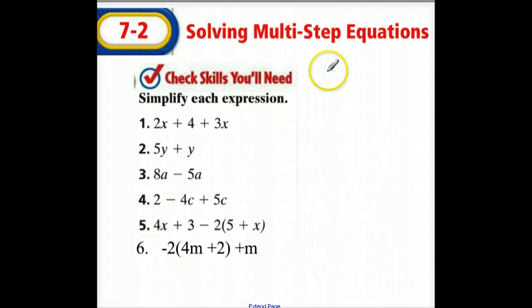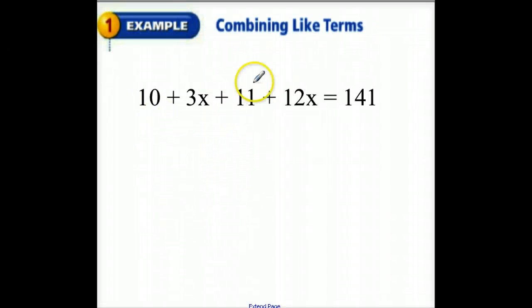All right, in this lesson we're solving multi-step, meaning there might be more than 2 steps. There's multiple steps. There are 2 different kinds of problems we'll look at today, and we'll go through an example of each. All right, the first thing you might need to do in a multi-step equation is combine like terms.